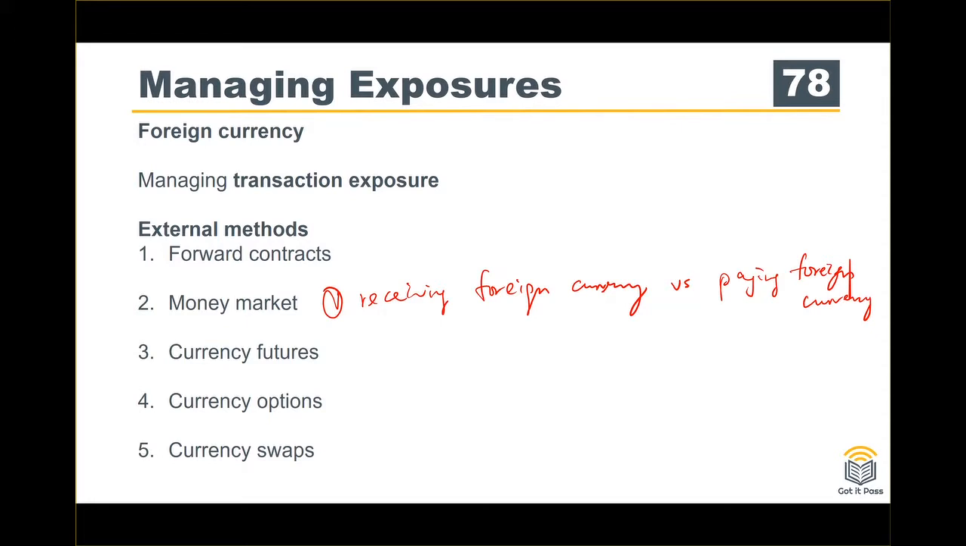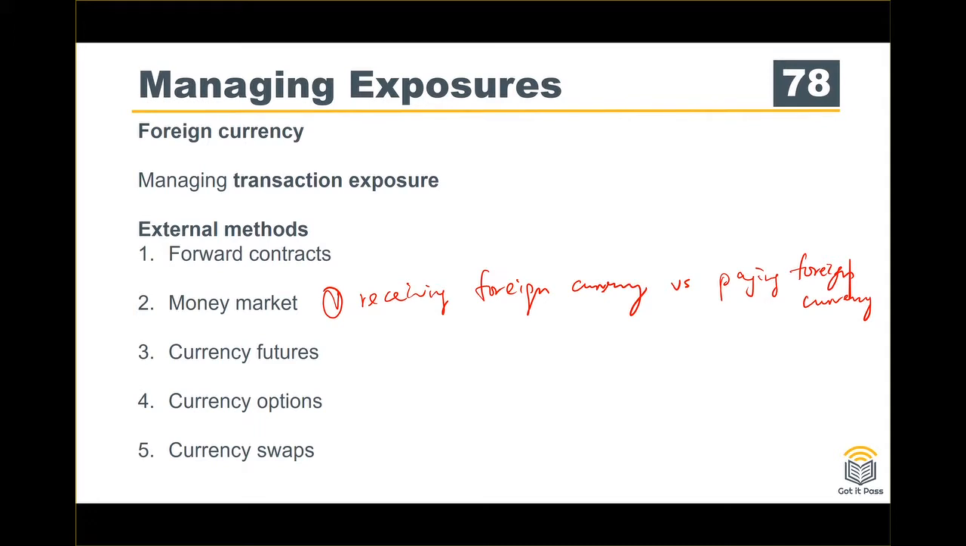And the third point is currency futures. It is similar to a forward contract, but currency futures are standardized products traded in the exchange market. And for currency options, the option holder has the right to an exchange rate, the exercise price, for buying or selling a standard amount of currency. It is the right, but not an obligation, to do it.